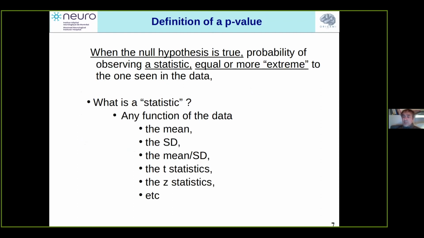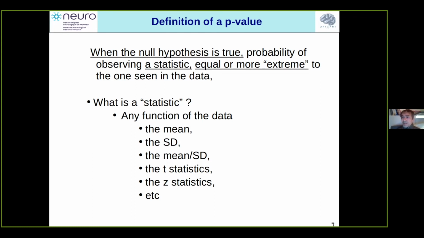So the p-value is basically defined when the null hypothesis is true. You assume a null hypothesis, for instance, that there's zero difference between the two means. The p-value is the probability of observing a statistic equal to or more extreme than the one seen in the data under that null hypothesis. So you measure some statistic in the data, you look at the distribution of that statistic under the null hypothesis, and you look at how much there is of that value or more extreme in this null distribution.